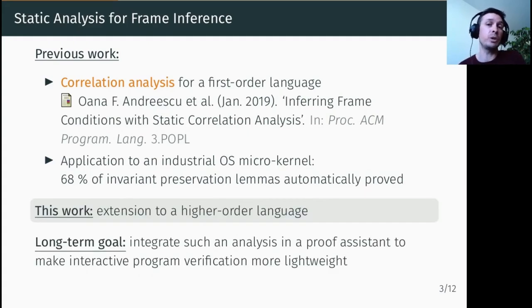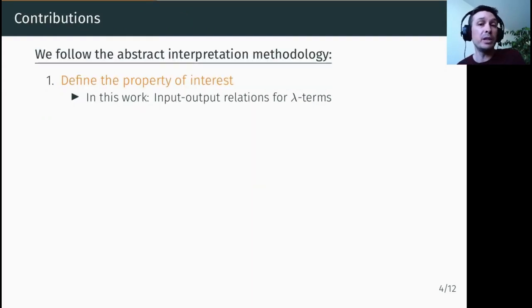In this work, we want to extend the correlation analysis to infer frames for a higher order language. Our long-term goal is to integrate such an analysis in a general purpose proof assistant to make the verification of large programs easier. To infer frames for the lambda calculus, we followed the methodology that is offered by the abstract interpretation framework. The first step is to clearly define what property you're interested in.